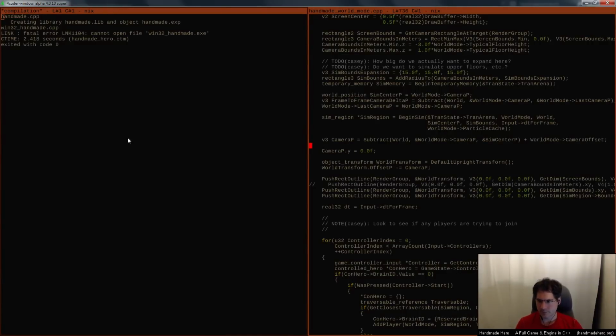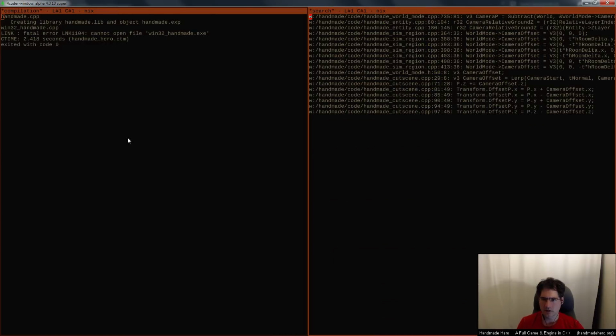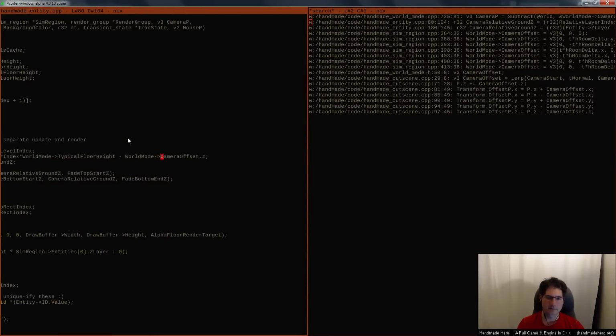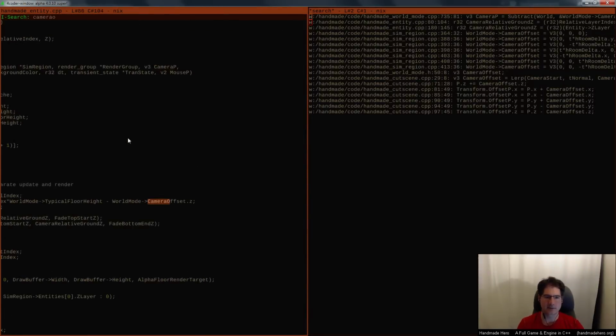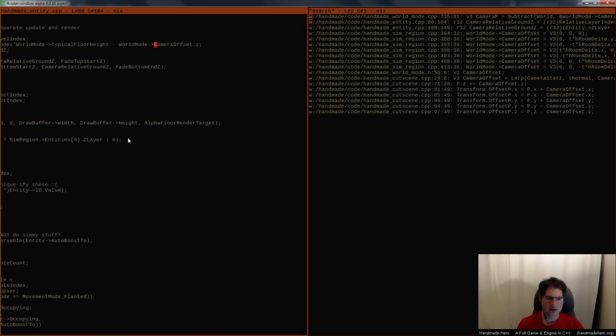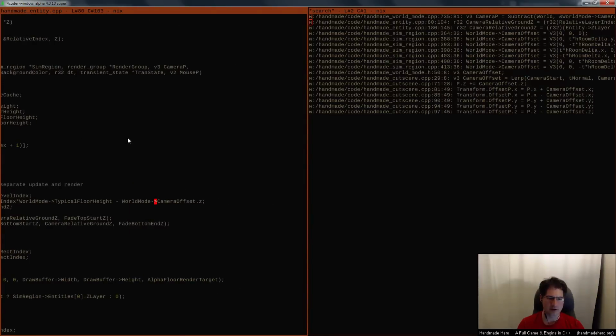This is quite creepy. So world mode camera offset, is that used elsewhere? There's the places where we set it. Cutscene don't matter. I see. I see, said the blind man. We are using that in here to set the floor height, and we shouldn't be. Presumably, we should be using this.